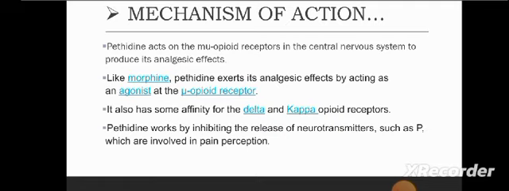Delta opioid receptors, which are denoted as DOP, are widely distributed in the brain without significant difference between rodents and humans. And kappa opioid receptors, which are denoted as KOR, bind to dynorphin A and B. They play a role in analgesia and reduction in gastric motility. Pethidine works by inhibiting the release of neurotransmitters such as substance P, which are involved in pain perception.